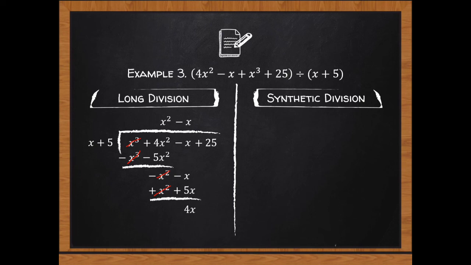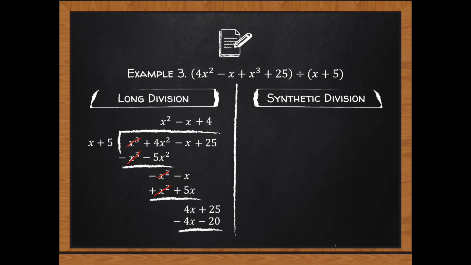After getting 4x, bring down na natin yung next term. So, plus 25. And then, we will repeat the process. 4x divided by x is positive 4. And then, we are going to multiply. 4 times x is 4x. And then, 4 times 5 is positive 20. And then, subtraction ulit. So, change na natin ang sign nito. So, magiging negative 4x, negative 20.